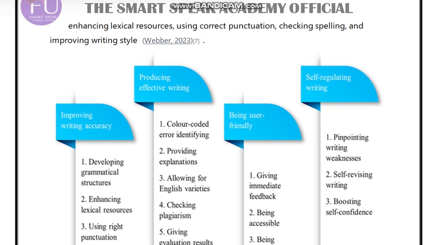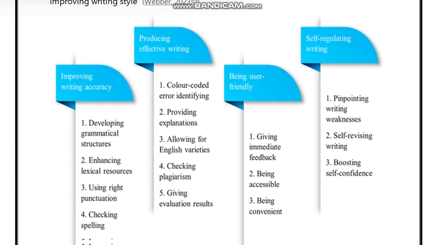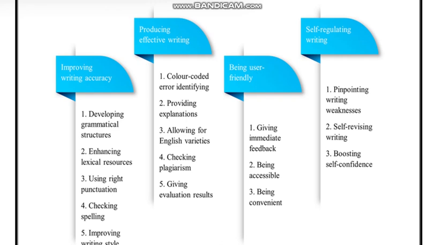Now, enhancing lexical resources: how you are using grammatical terms, for example adjectives, verbs, and adverbs. Using correct punctuation. Punctuation means full stop, semicolon, colon, and then spelling, also improving writing style. You can see this page very clearly. Improving writing accuracy, like your writing should be acceptable by professors and high academicians.